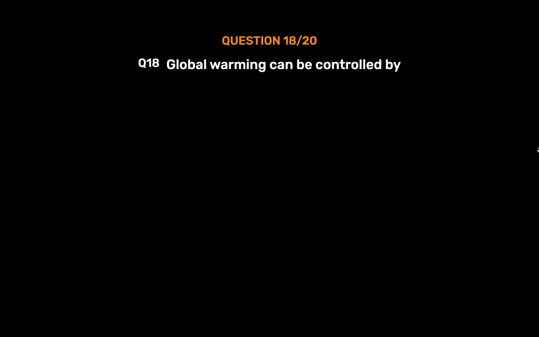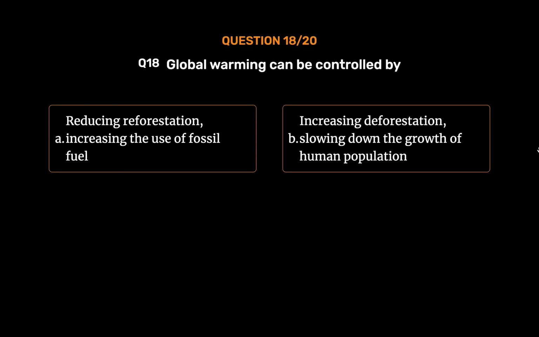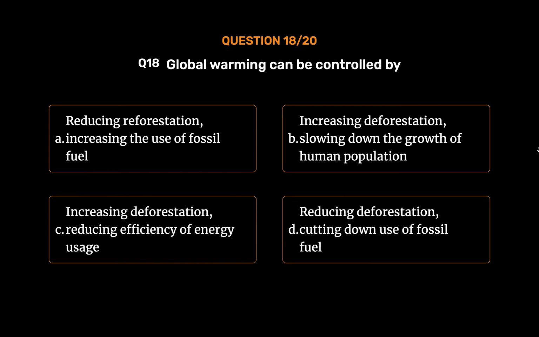Question number 18. Global warming can be controlled by Option A. Reducing reforestation, increasing the use of fossil fuel. Option B. Increasing deforestation, slowing down the growth of human population. Option C. Increasing deforestation, reducing efficiency of energy usage. Option D. Reducing deforestation, cutting down use of fossil fuel. The correct answer is option D. Reducing deforestation, cutting down use of fossil fuel.